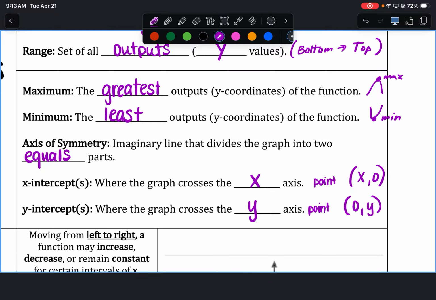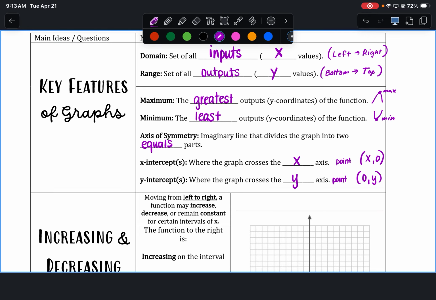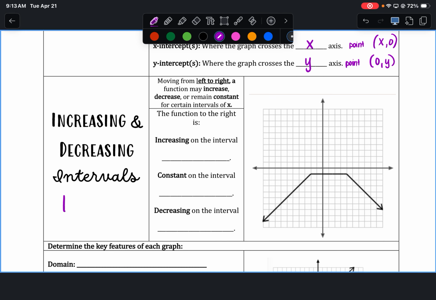Now, we are also going to look at increasing and decreasing intervals, okay? So when we look at increasing and decreasing intervals, we are looking at our graph from left to right. So if I am looking at the graph from left to right, am I looking at x values or y values? X values. So we are going for our x values from left to right when we look at increasing and decreasing intervals. So moving from left to right, a function may increase, decrease, or remain constant for certain intervals of x.